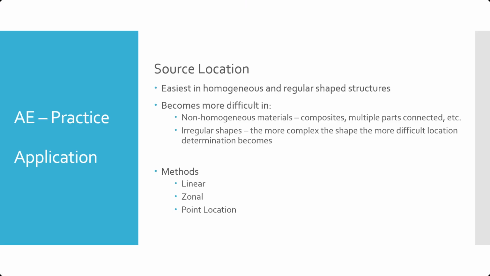And then there's three primary ways that we can look at our methods. We can look for linear location, what's called zonal location, or the most sophisticated systems are going to find point locations.